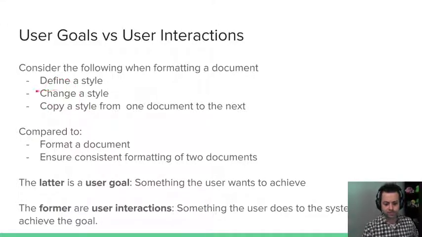Here, above, are interactions. This is what we're doing to achieve the goal that's higher level, right? So if we want to format a document, we have to define styles, we have to be able to update them, we have to be able to enter input, right? So all of the interactions are going to be more fine-grained, right? They're a lot deeper.